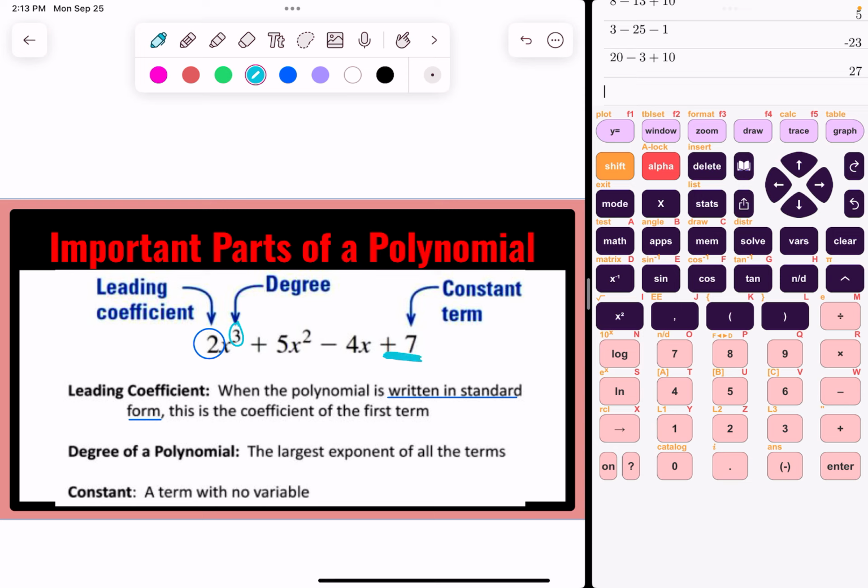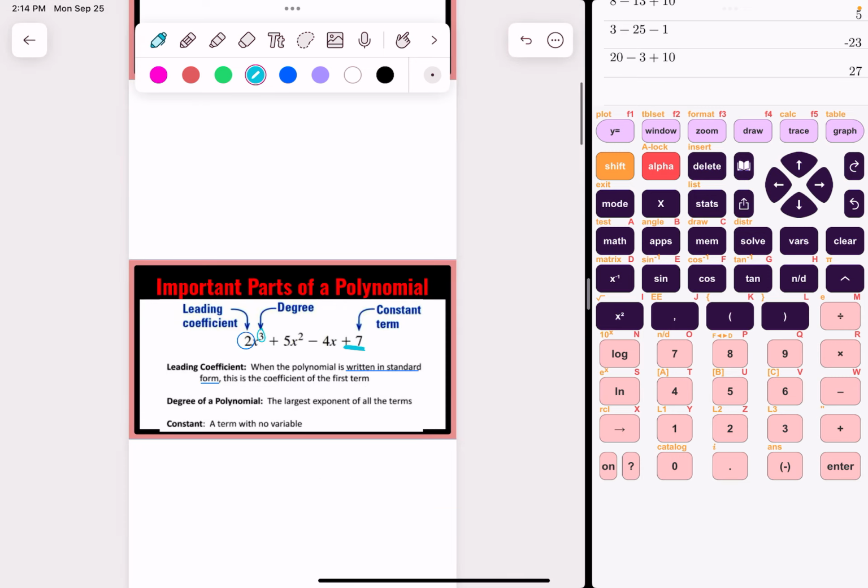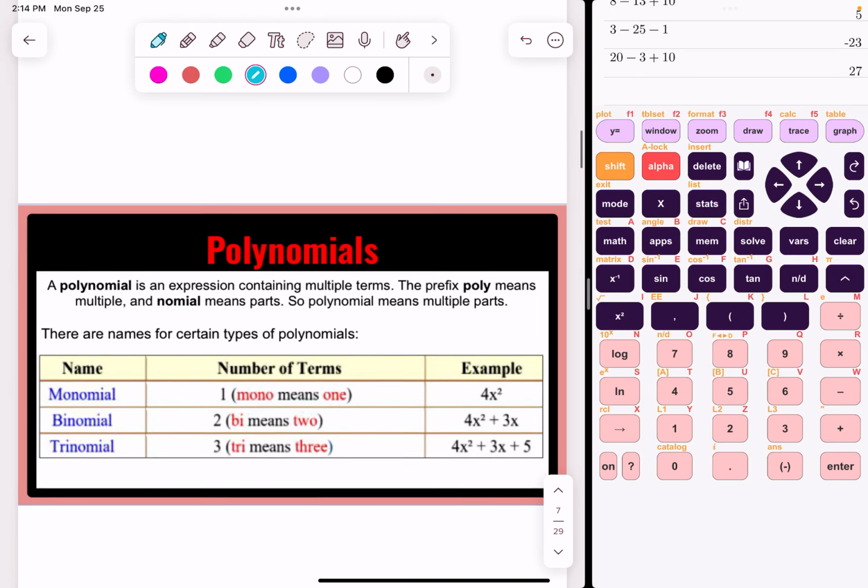So again, you start by writing a polynomial in standard form. Standard form means the biggest exponent is going to come first, and then it decreases until you have no exponent. Okay, then your leading coefficient, when the polynomial is written in standard form, is the coefficient of the first term, the coefficient in front of the variable with the biggest exponent. Then the degree of the polynomial is the largest exponent, and the constant is whatever has no variable. All right, let's look at different types of polynomials.